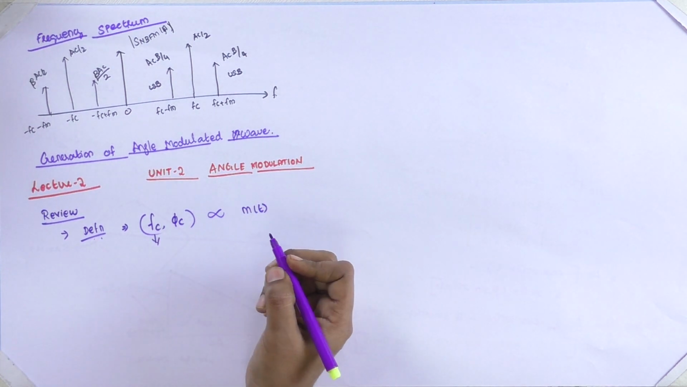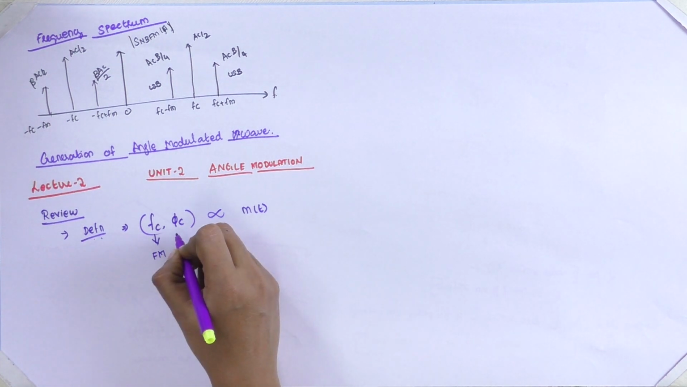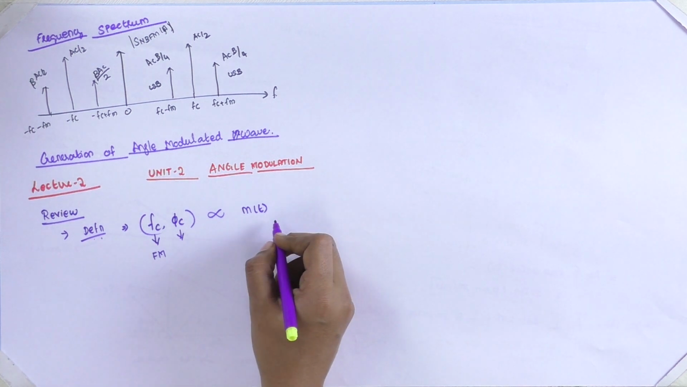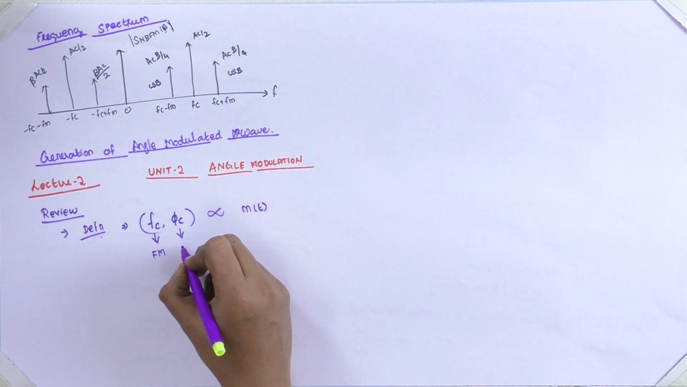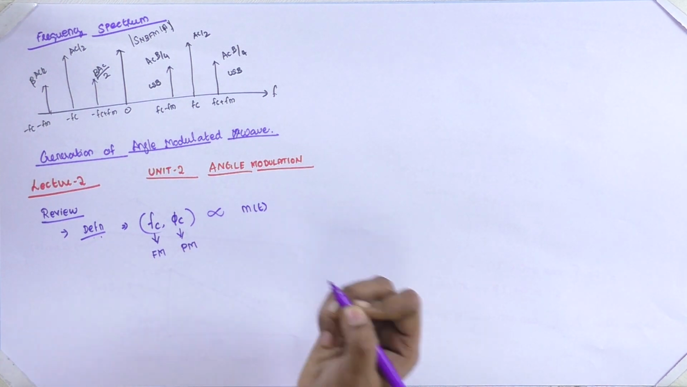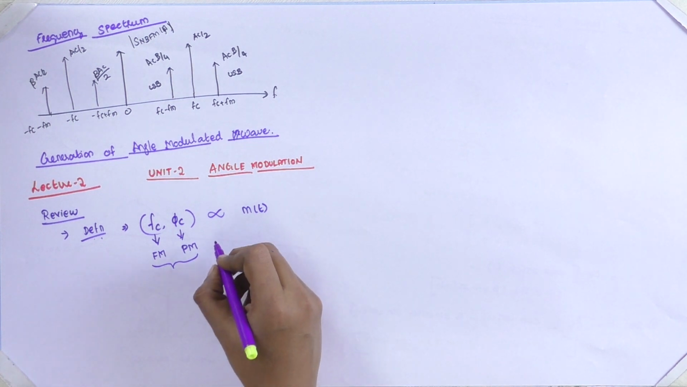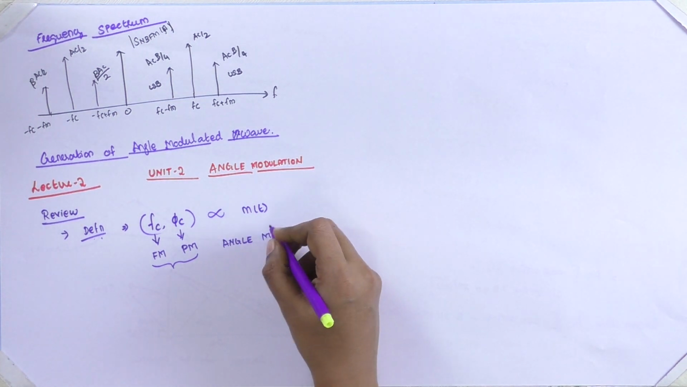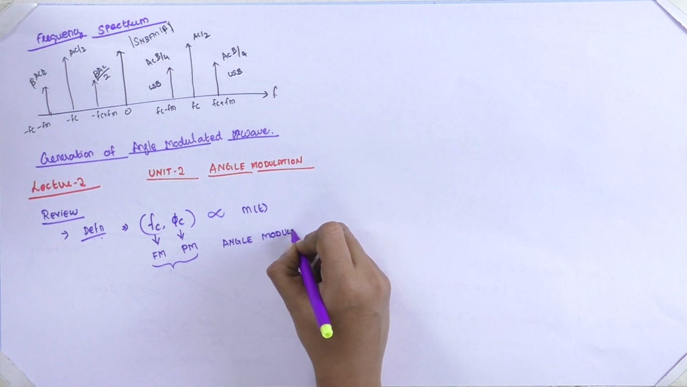When we vary frequency of the carrier signal, then we refer to that type of modulation as frequency modulation. When we vary phase of the carrier signal in accordance with the modulating signal or message signal, then we refer to that modulation as phase modulation. So these are the two types of modulation coming under angle modulation. One is with reference to phase and one is with reference to frequency.